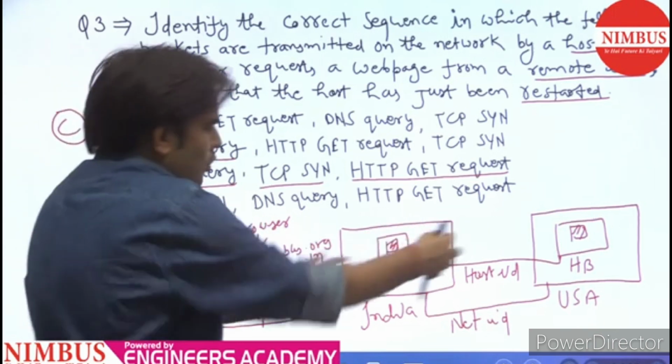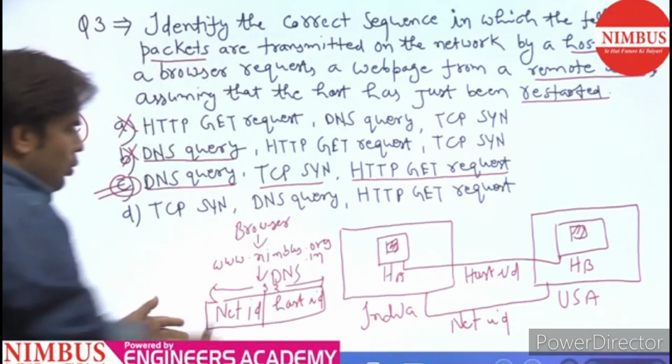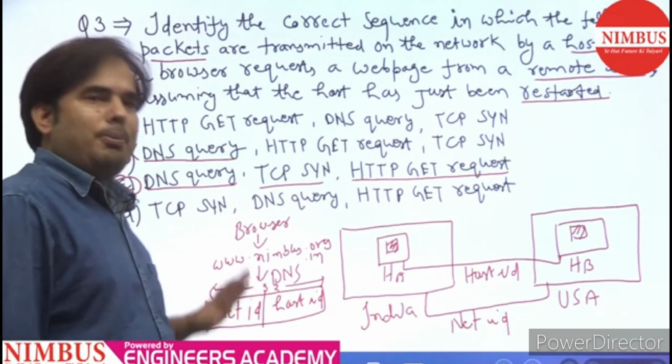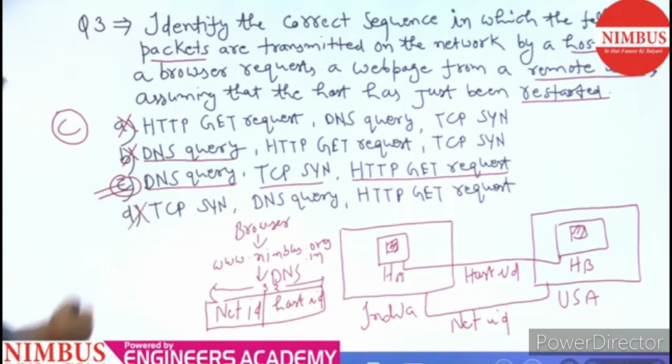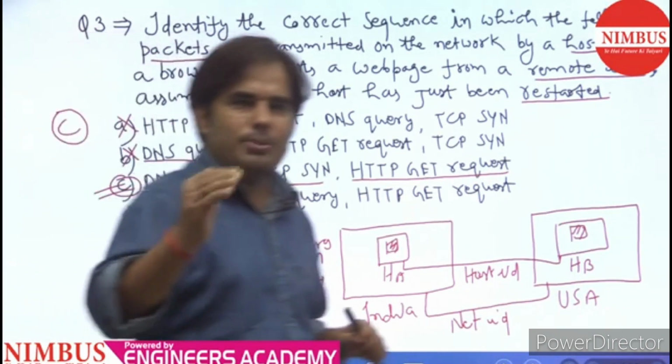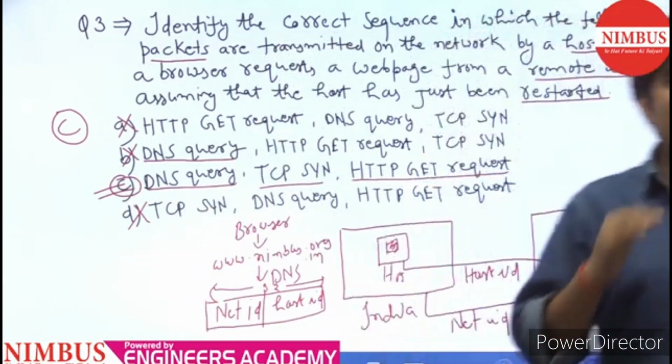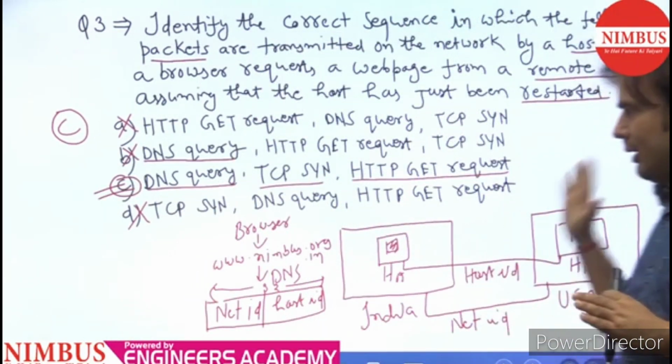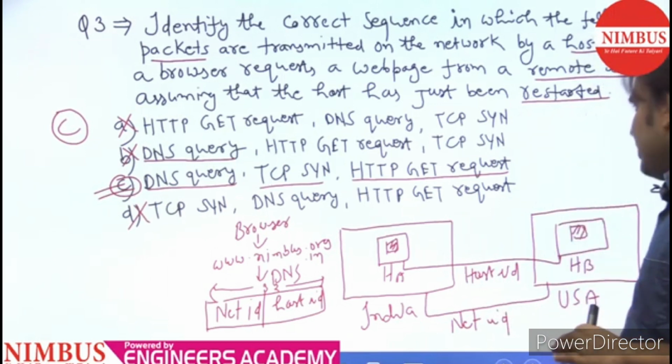First you need what? Connection? No. First you need a DNS query to resolve and give you the IP address. So that's why it's also a wrong option. So which option is correct here? Option C is correct here. Very good question. So we need to understand this question first.